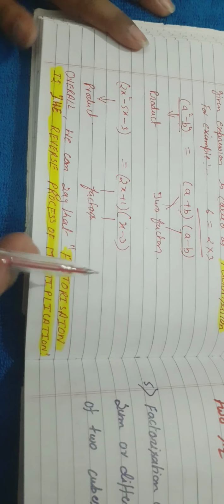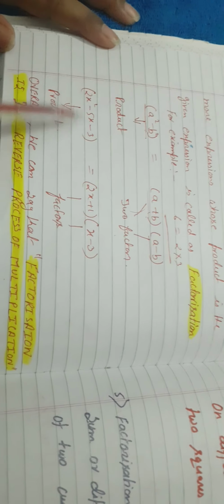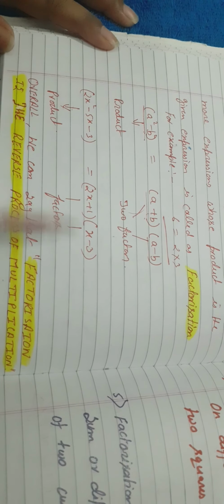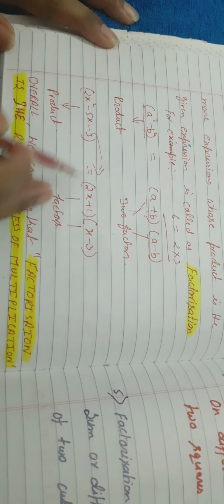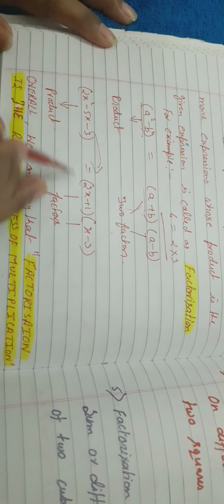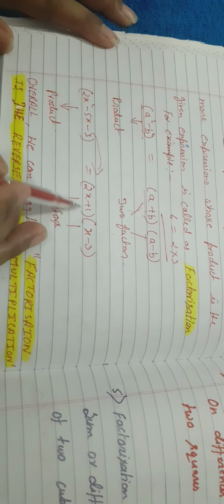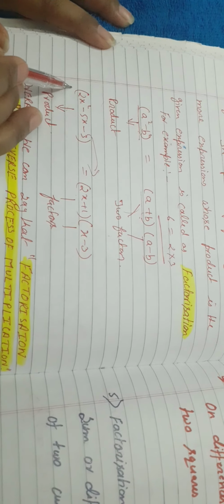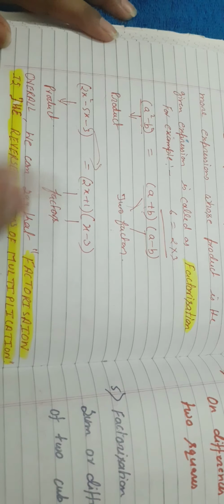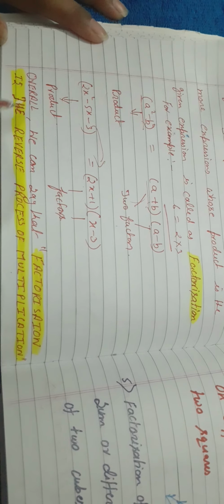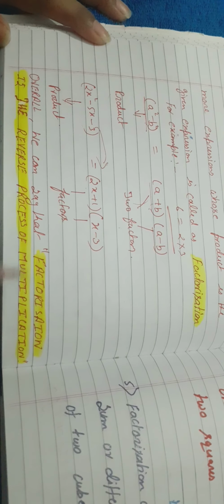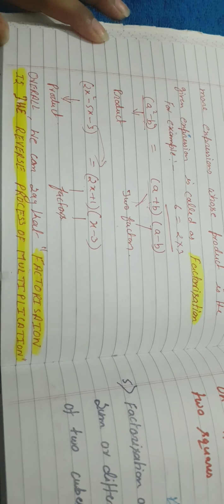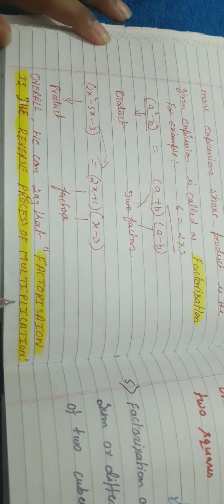Similarly, if we solve this algebraic expression, these two factors will come. So if someone asks you to factorize any algebraic expression, it means we will move from here to here. If someone asks you to multiply these two factors and get the product, we will get this. So overall, we can say that factorization is the reverse process of multiplication.